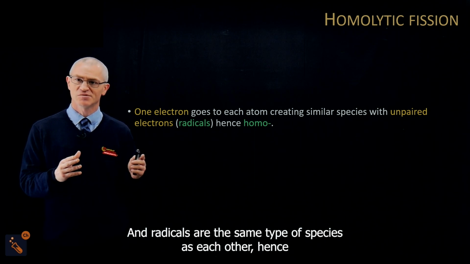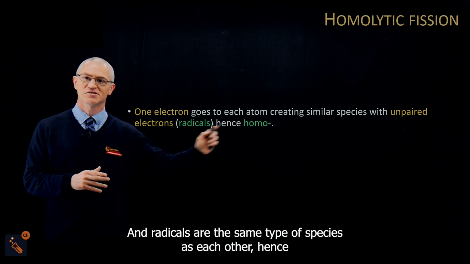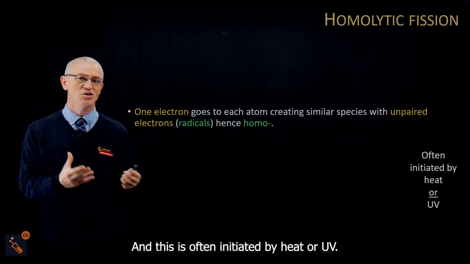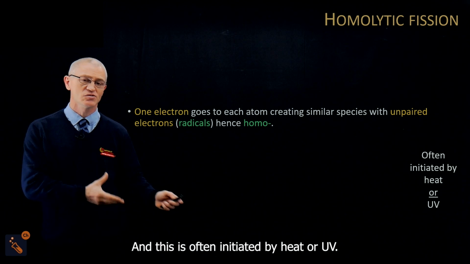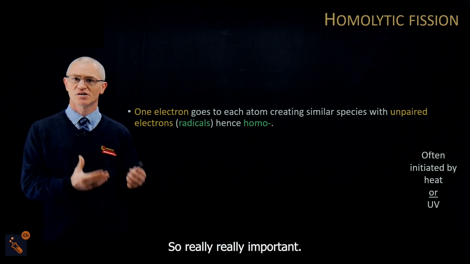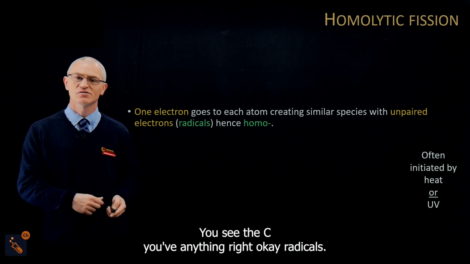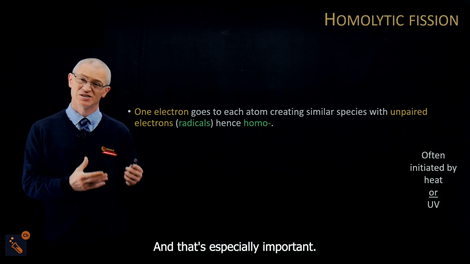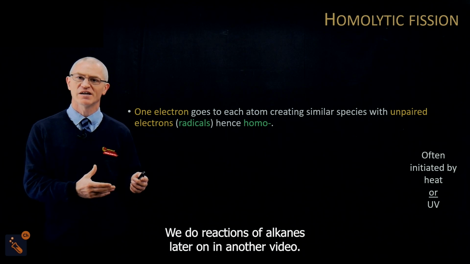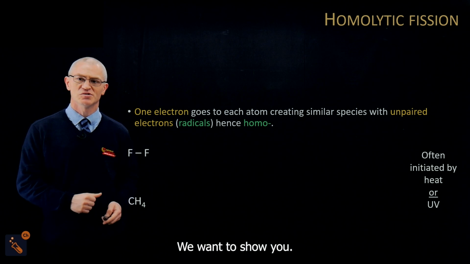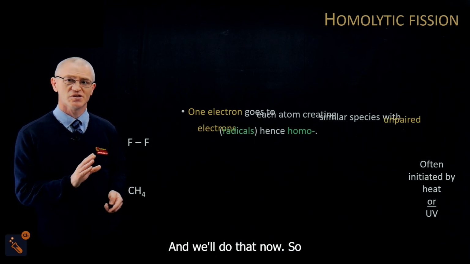And radicals are the same type of species as each other, and hence the word homo, because it means the same, it's the same type of species. Now, this is often initiated by heat or UV. So really important that you see UV and you think, right, okay, radicals, and that's especially important when you do reactions of alkanes later on in another video. So there's two types of examples we want to show you, and we'll do that now.